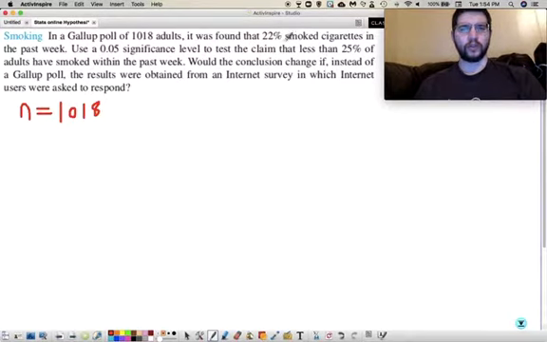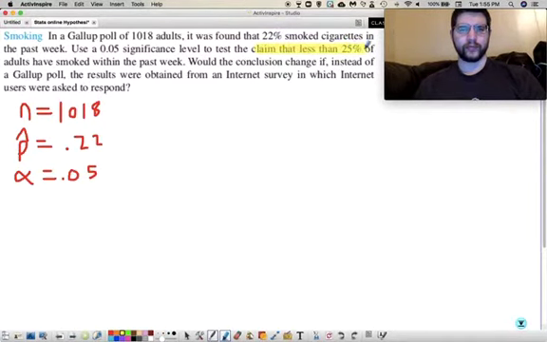It was found that 22% smoked cigarettes, so that's our P hat. TI users, again, you're going to have to round here. 22% of 1,018 is what X is. Alpha, 0.05. So now we have our claim. That's 25% of adults that smoked last week. And we didn't actually answer the last question now, did we?